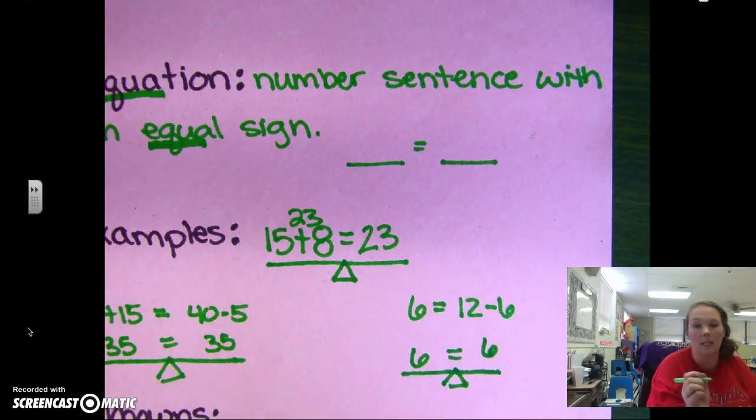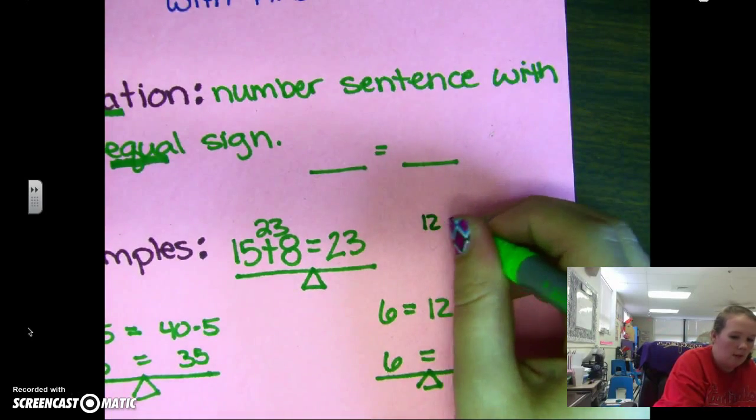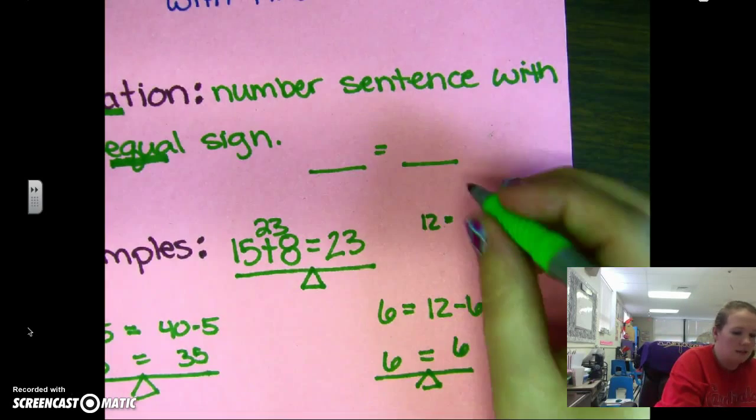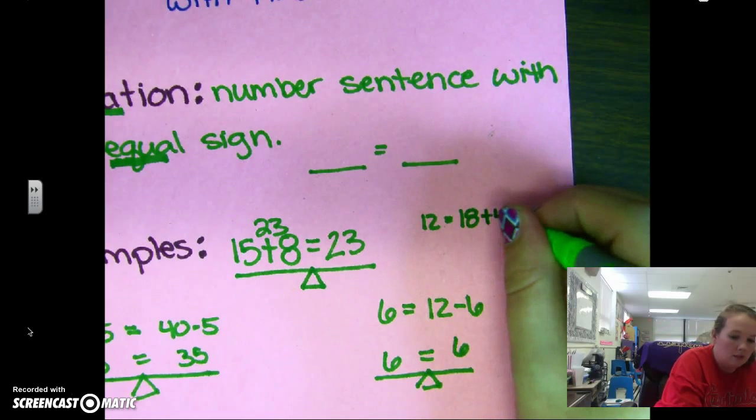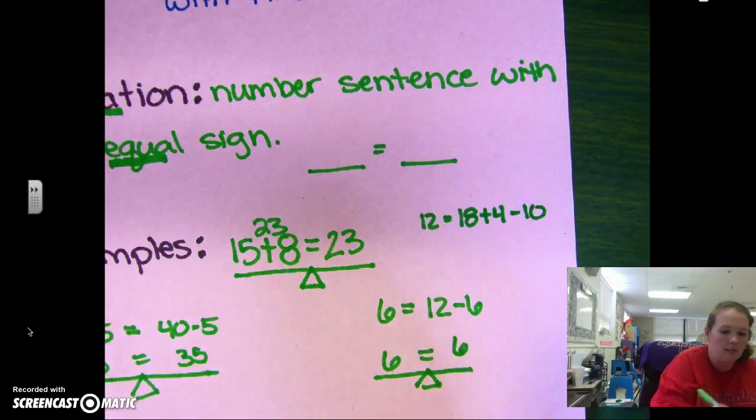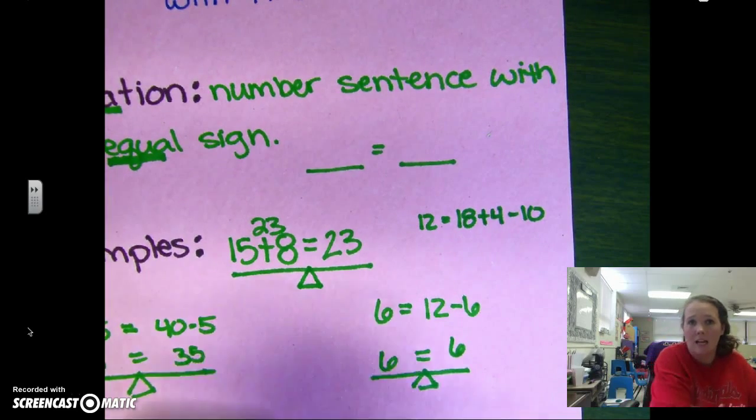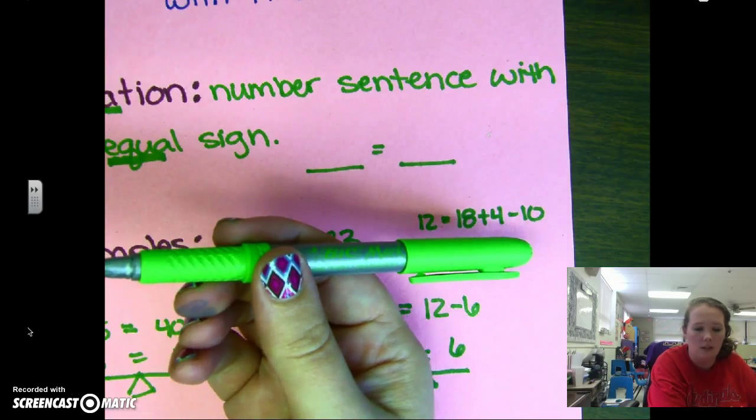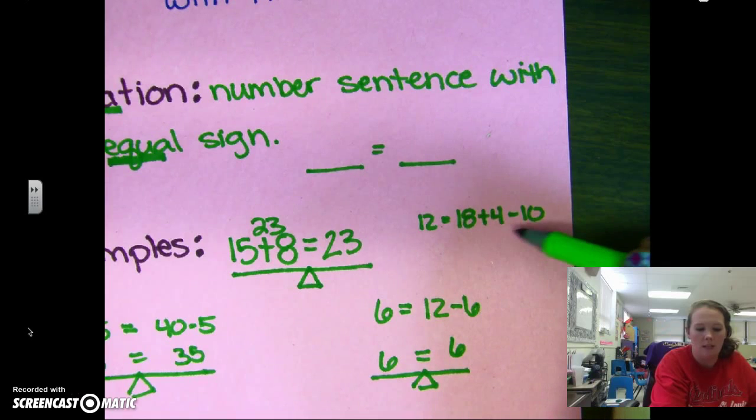Okay, last one. This one's kind of hard. I have 12 on this side of the equal sign. And on this side, I have 18 plus 4 minus 10. Now, when you look at this, at first, it does not look equal. It looks like there's way more on this side of the equal sign. It looks like our teeter-totter would be down because this side is heavier.